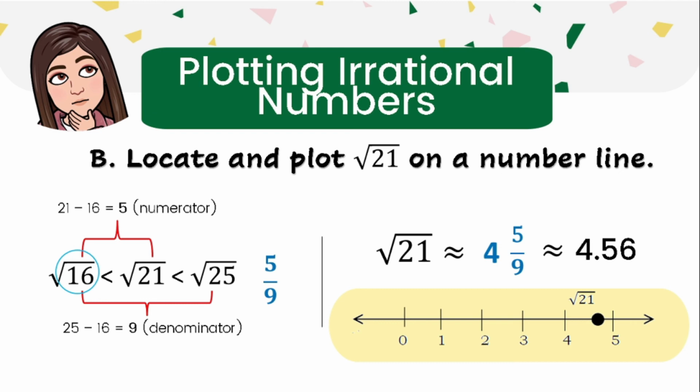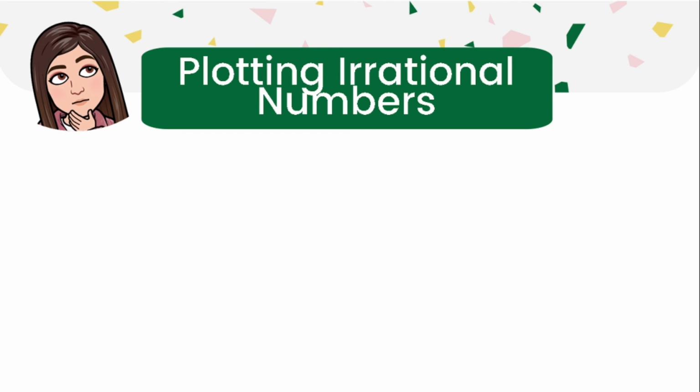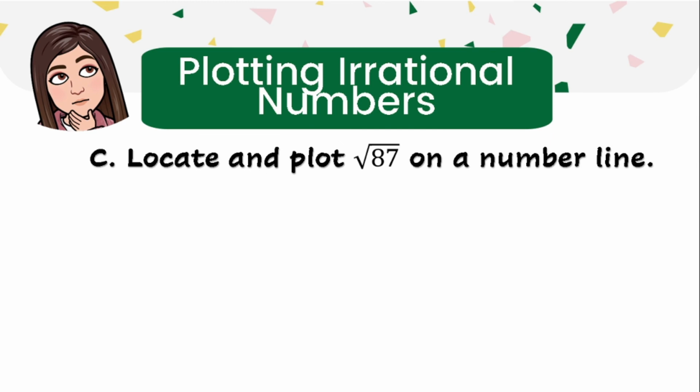And lastly, letter C. Locate and plot square root of 87 on a number line. Step number 1. Find the two consecutive perfect square integers between which the given number lies. 87 lies between the two perfect squares 81 and 100.